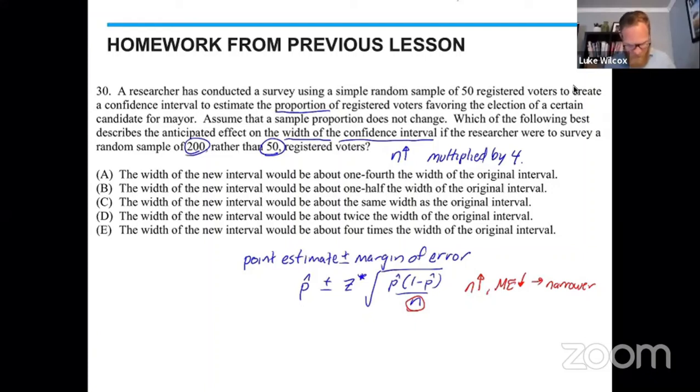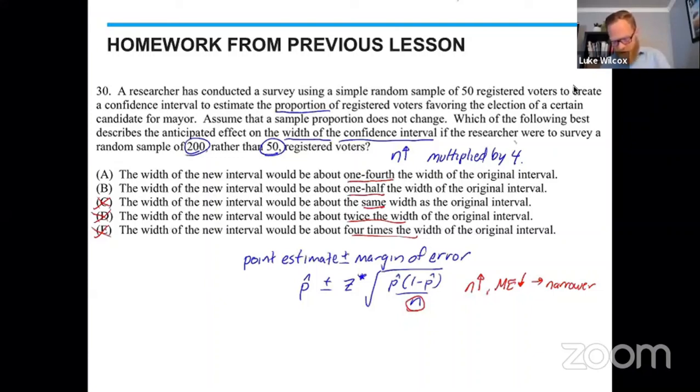And so I think I can get rid of answer choice C, which says the same width, answer choice D says twice the width, and answer choice E says 4 times the width. So I can immediately eliminate those 3 answer choices. And we're left with only 2 possible choices now. A, which says that your interval is going to be 1/4 of what it started out as, and B, which says that it's going to be 1/2.